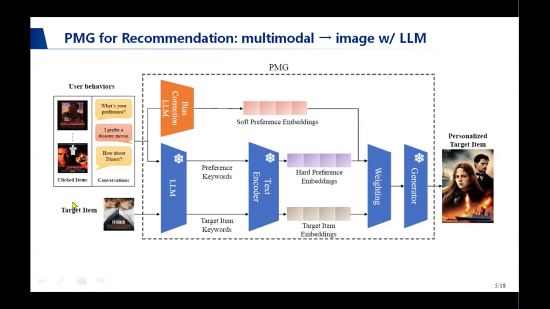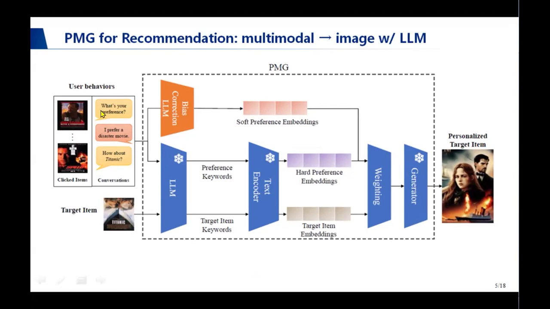And when we consider user preference or behavior, that would be that person says, I love cute cats, then we would also need to capture this preference. So as I mentioned, for the target item, if it's an image, we'll convert the image to text. If it's text already, we'll just use that text.